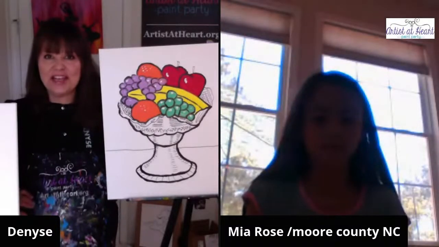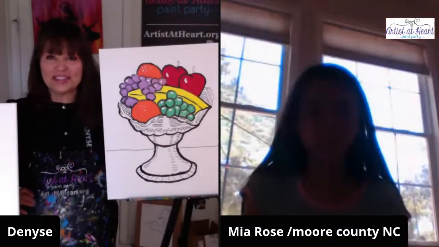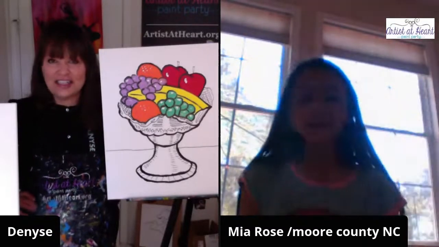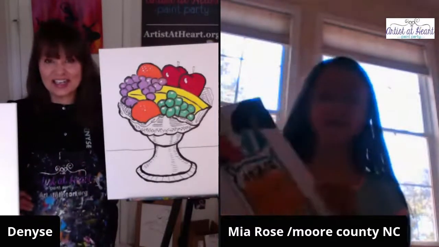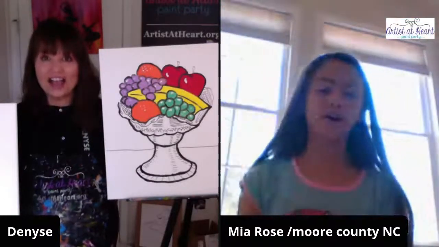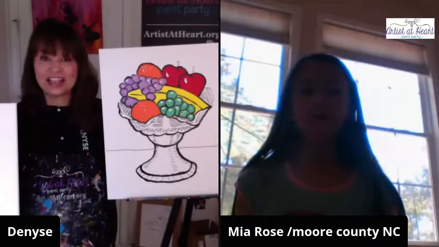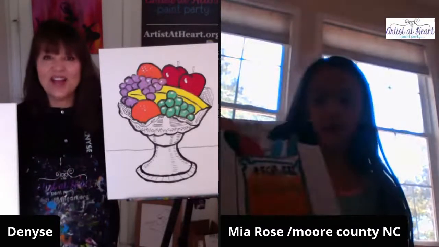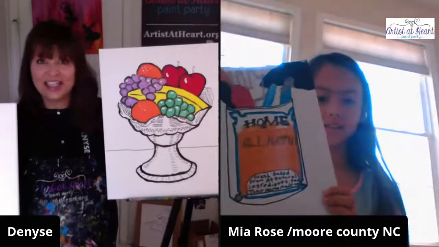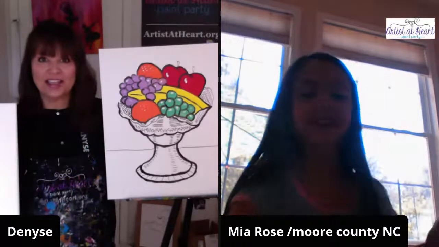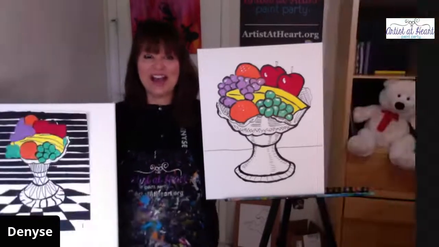Hi, Mia. Mia Rose? Or is it Maya? Hi, this is my art so far. We didn't have a fruit bowl, so instead I used a utensil holder, and I'm not exactly done yet. Good idea. Thank you. When it's done, send me a picture, okay? Okay. Thank you. Bye.